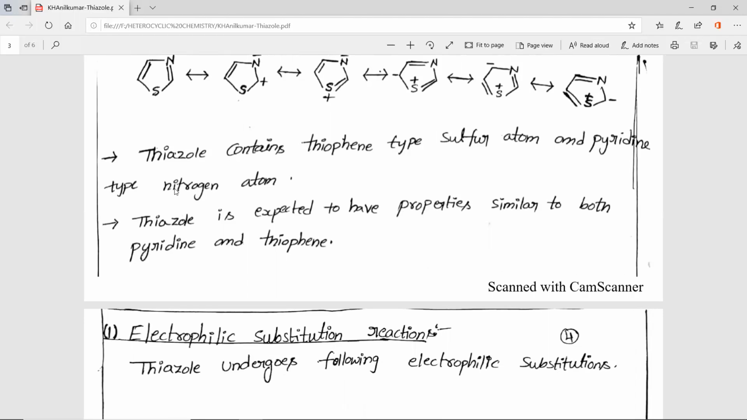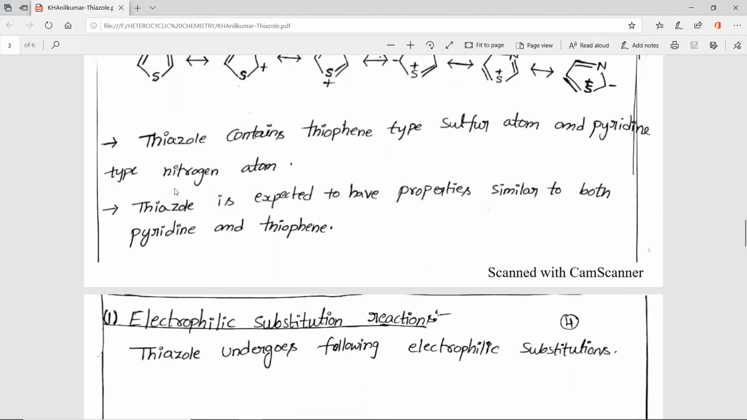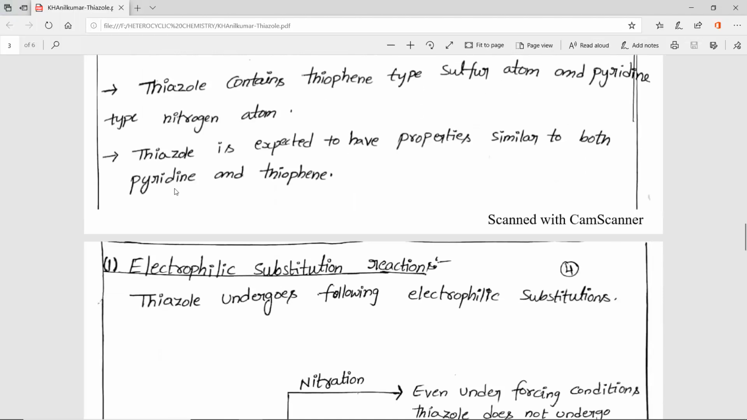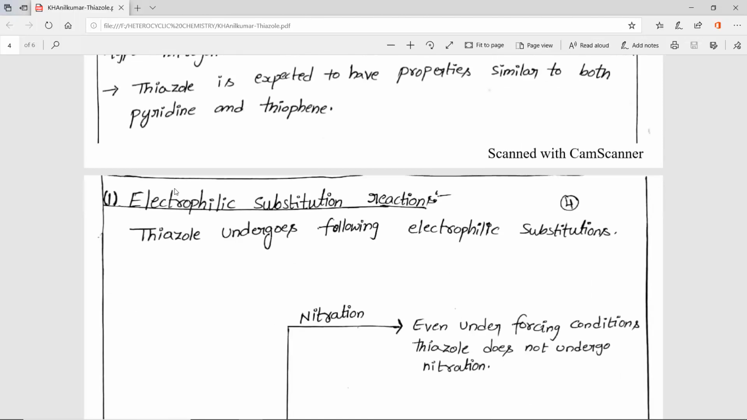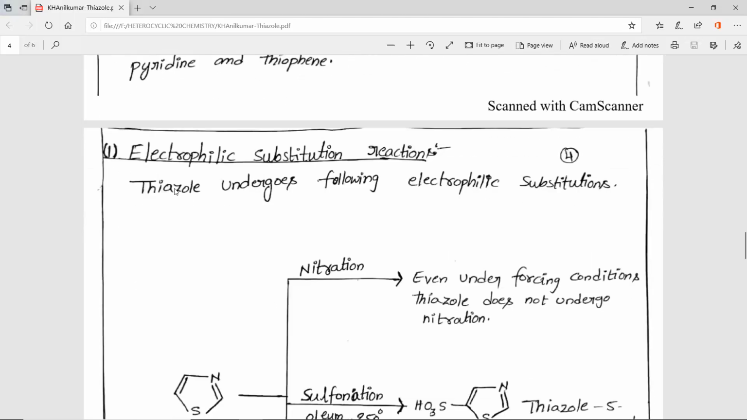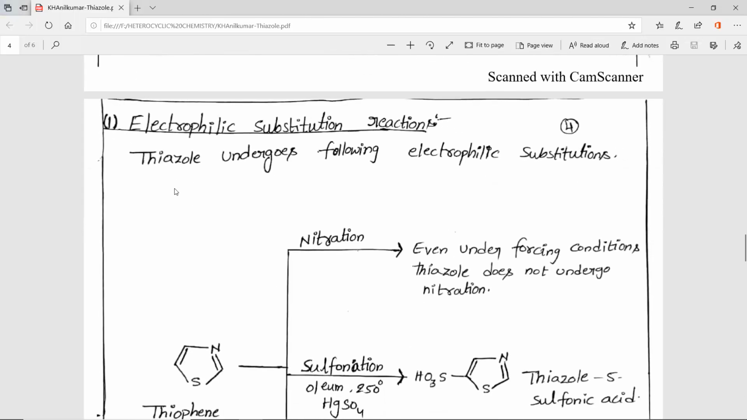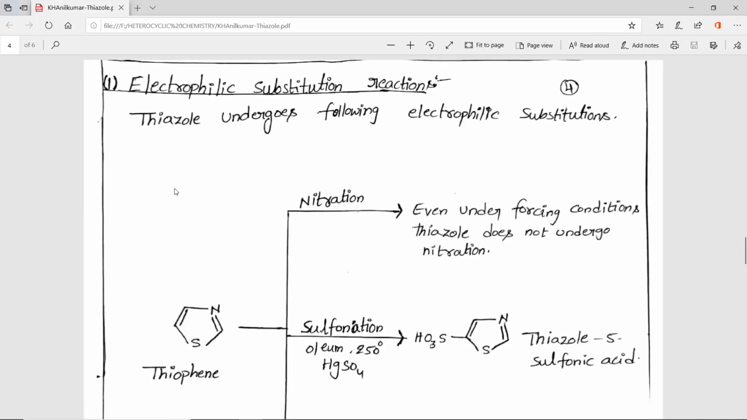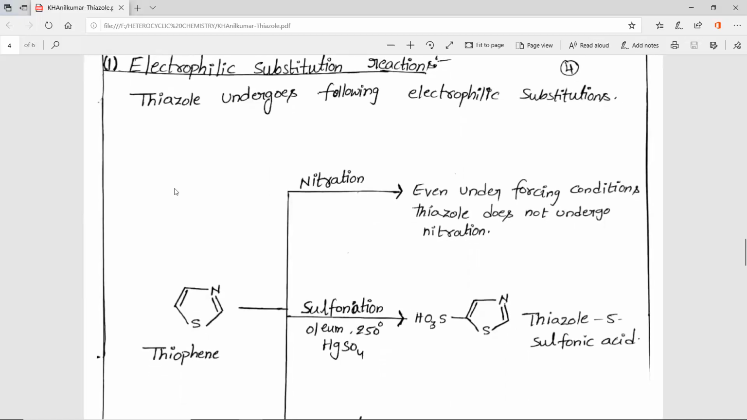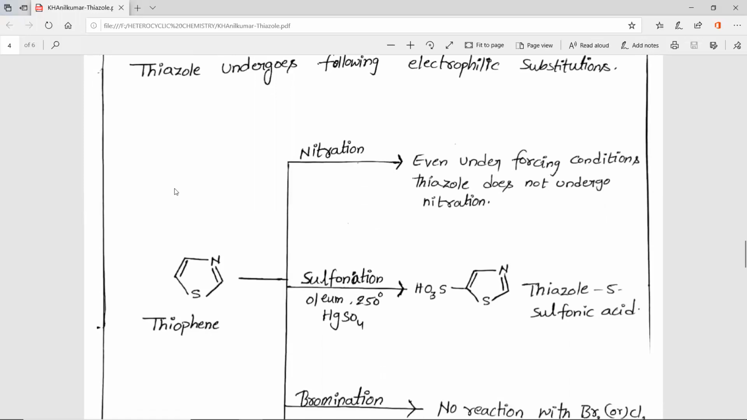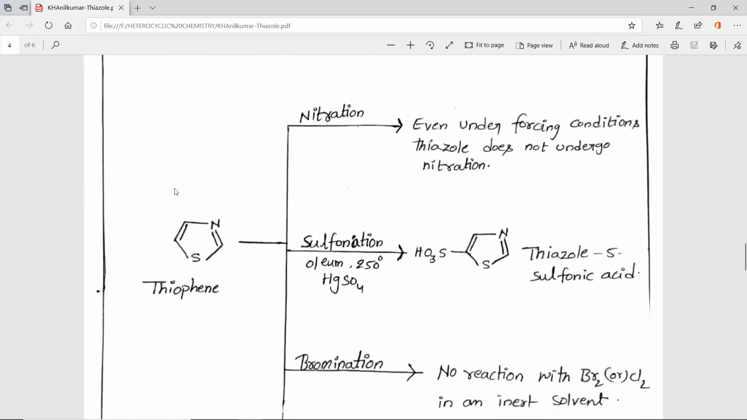Therefore, it resembles in its properties. Thiazole resembles in its property the thiophene and pyridine. So, electrophilic substitution. Thiazole undergoes some electrophilic substitution. Usually, unsubstituted thiazole may not undergo most of the electrophilic substitution reactions. However, appropriately substituted thiazole can undergo electrophilic substitution reactions, and usually electrophilic substitution occurs at position 5.